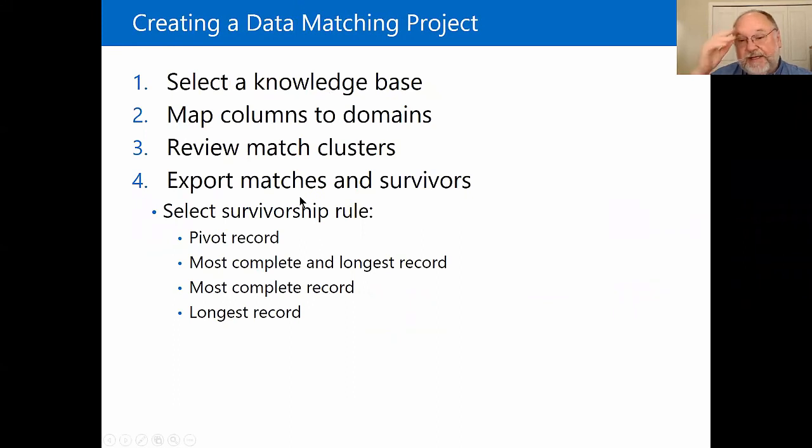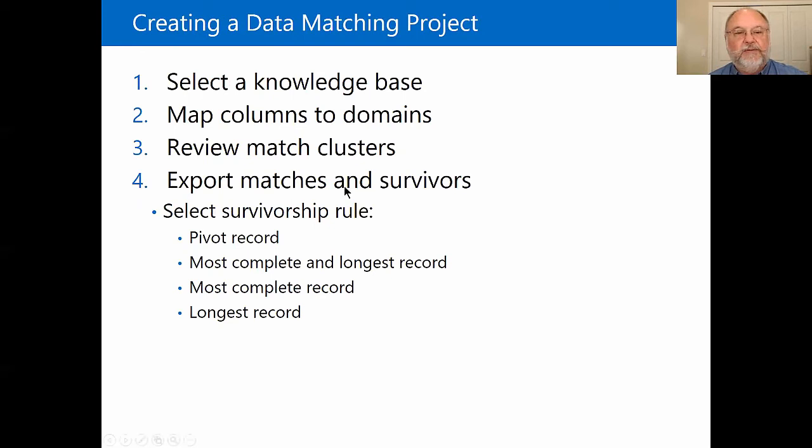Then you create a matching project very much like we did our data cleansing project. You'll determine the knowledge base, you'll map the things, and then you'll review the match clusters. A match cluster is, we're talking about records duplicated as if there were only two, but there might be a dozen records that it found were duplicates. That would be one cluster, a cluster of records that seem to match. And then you're going to export the ones you want.